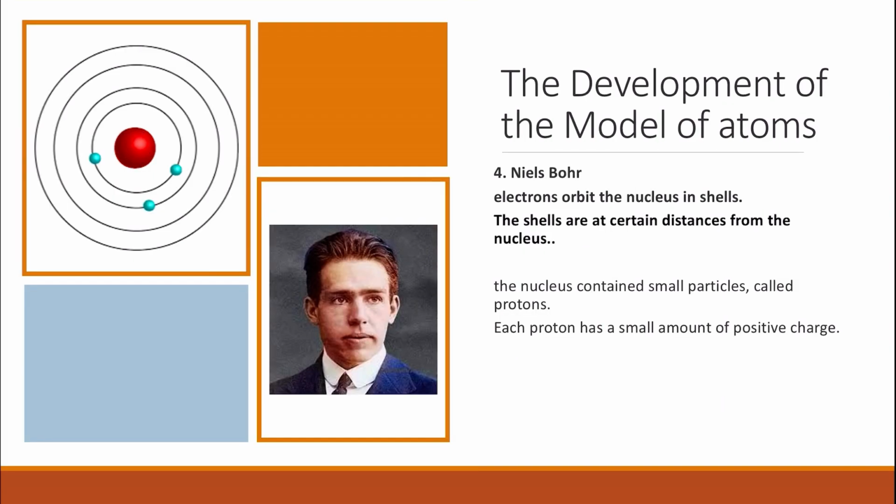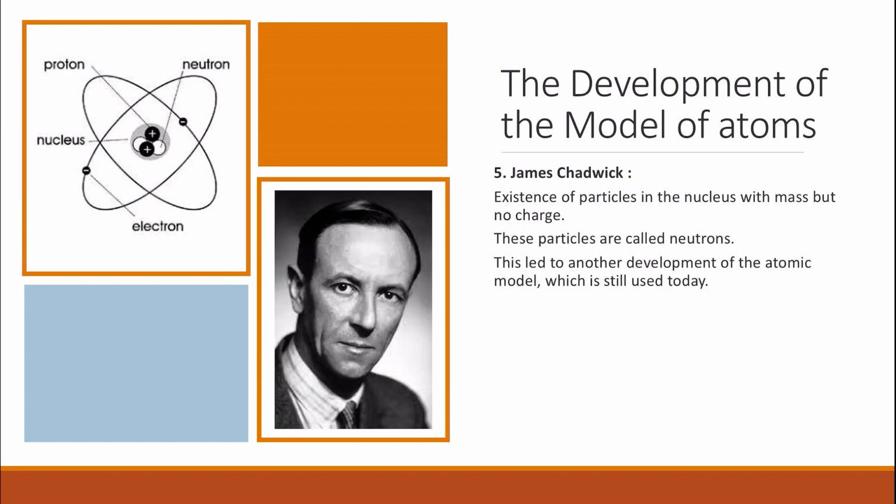And then Niels Bohr is the one who discovered the electron shells. So electrons orbit the nucleus in shells, and these shells are at certain distances from the nucleus. Finally, James Chadwick is the one who discovered the neutrons, which are the neutral particles inside the nucleus. His work was very important for the discovery of the isotopes because isotopes have different numbers of neutrons and they have different mass numbers.